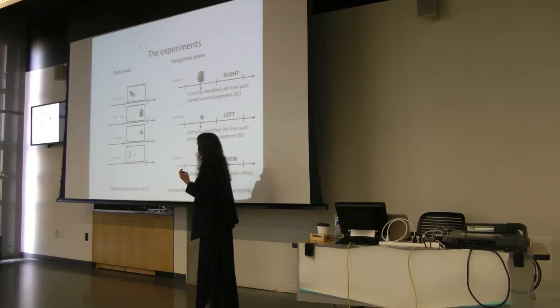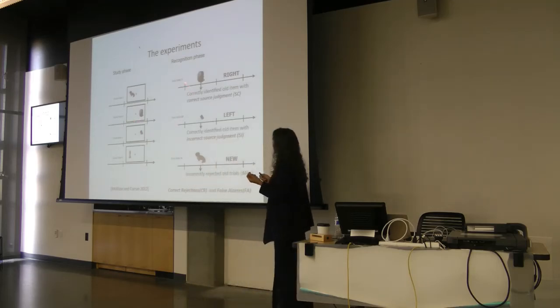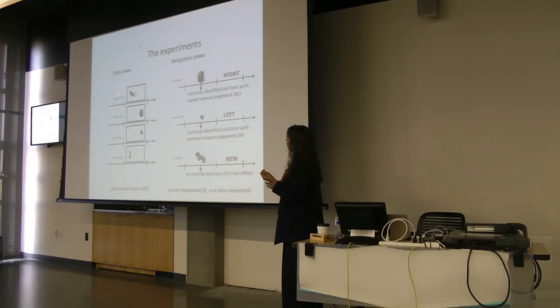So they have to remember, this is the spatial location version, which side of the screen the item was seen on. They remember the item and the side of the screen, so right or left. Then at test time, if they remember the item, they have to say whether it was on the right or the left.